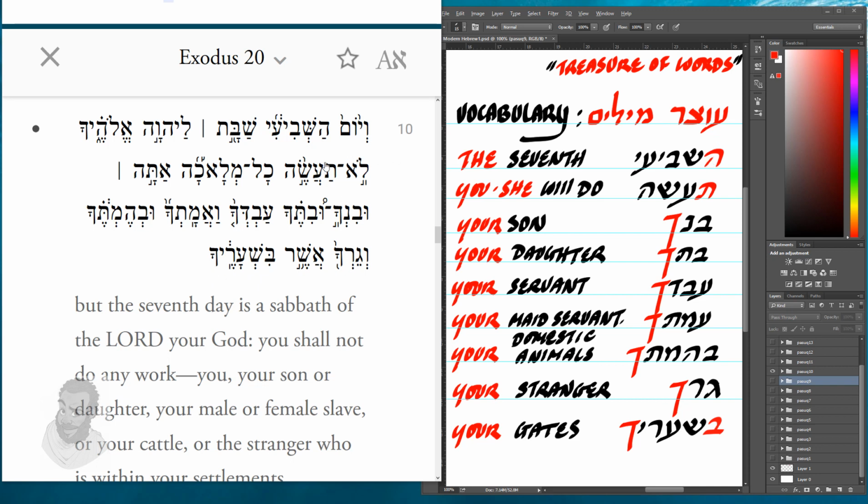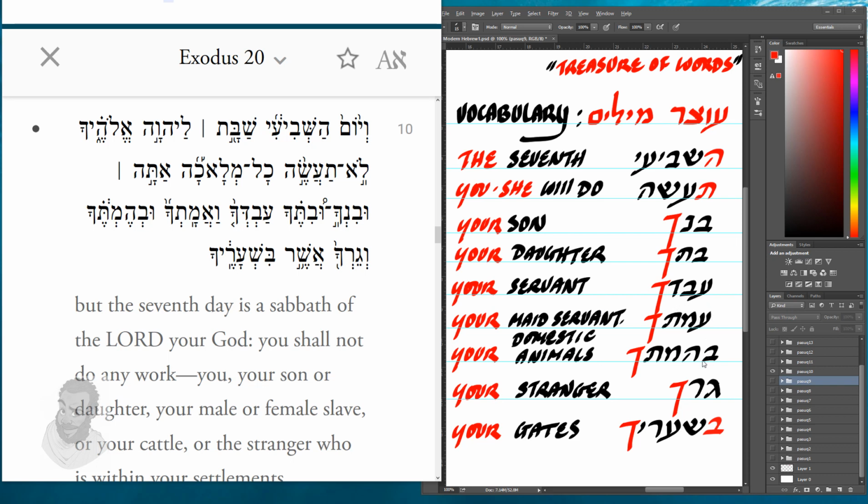Okay, so there's some of these I will skip because I already ran over them. But Hashiv'i is the 7th. Ta'aseh means you or she will do. Asa means he did. Remember, when the ta was in front, it becomes an incomplete action. So this is he will do, she will do, or you will do. Then you have your son, which is bincha. You have your daughter, which is betecha. You have your servant, which is avdecha. Then you have your maid servant, which is wa'amatcha.